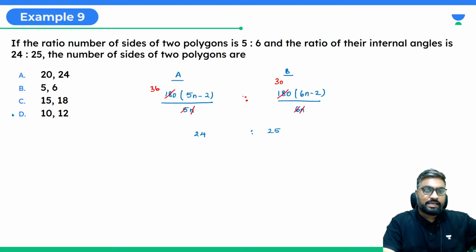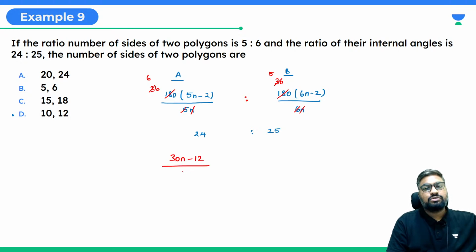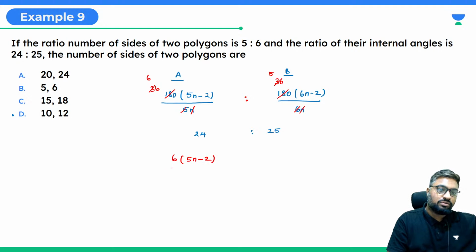Yes, what else can you cancel off here? This is 5 times, this is 6 times. So now you have what? You have 6 into 5n minus 2, which is 30n minus 12 is to, या ऐसे ही रहने दो, चलो 5 into ही रहने दो, कैंसिल हो जाएगा फिर. 6 into 5n minus 2 by 5 into 6n minus 2 will be equal to 24 by 20. This is 4 times, this is 5 times.